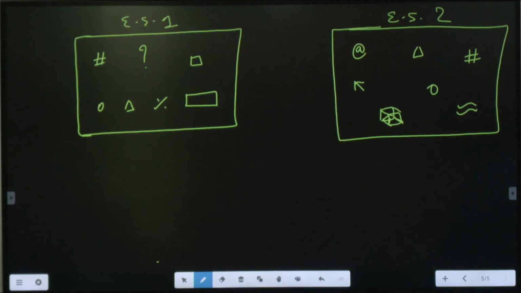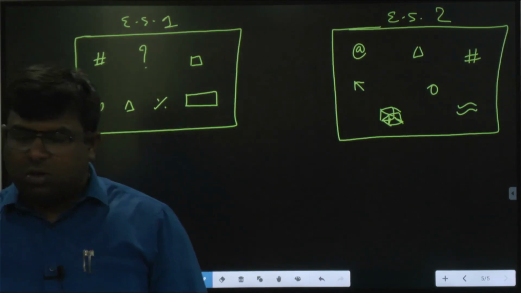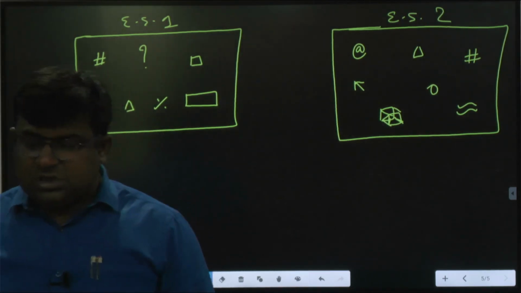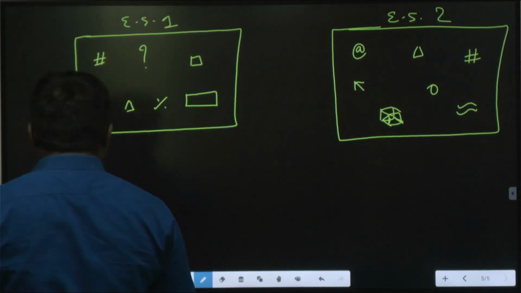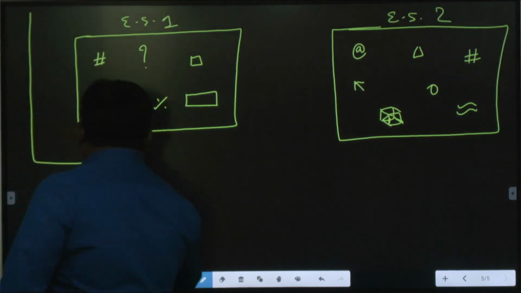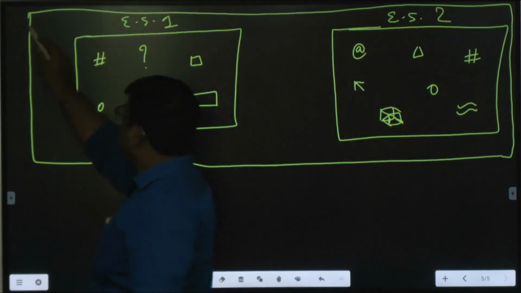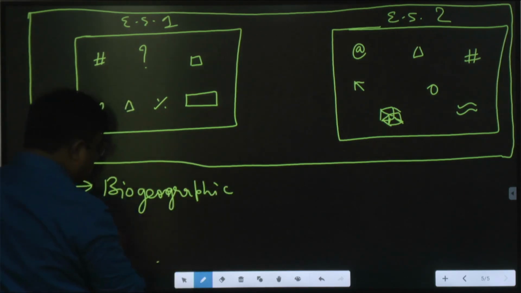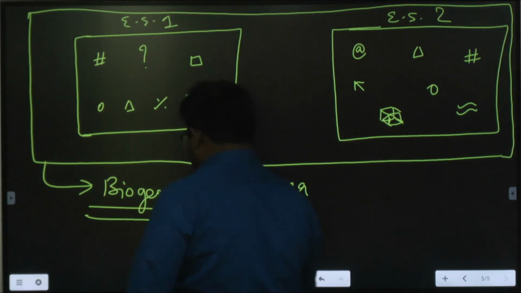The third one is gamma diversity. It means overall biodiversity of a large biogeographical area in which two or more than two ecosystems are present. Right?